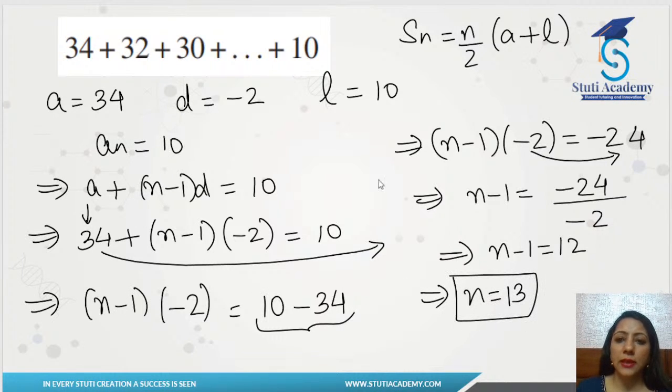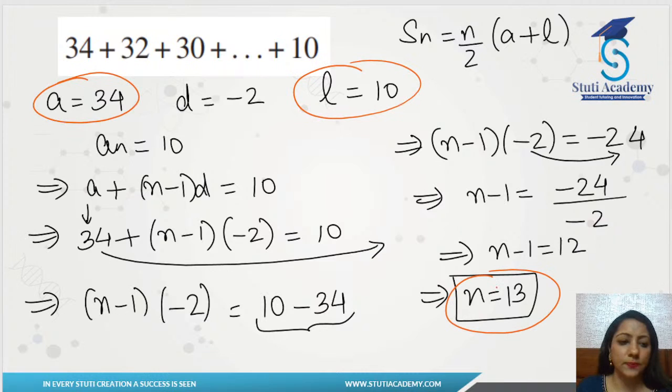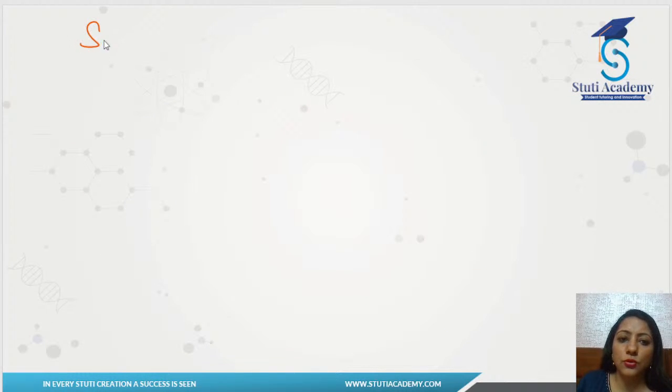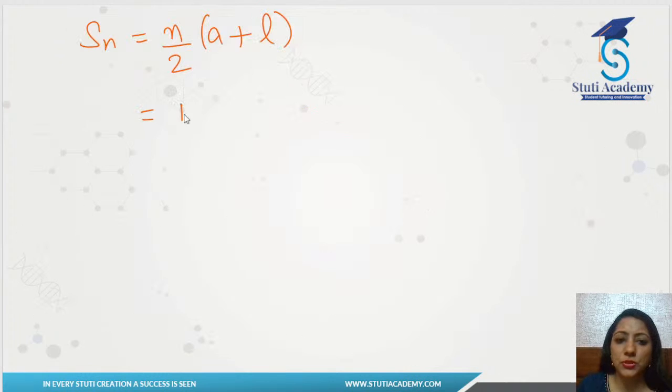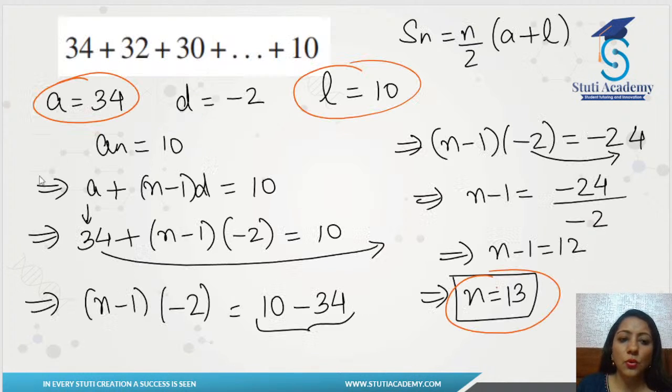Now n is 13 here. Now I know the value of a, I know l, I also know n, that is 13. So in the next step, we are going to use this formula: Sn is equal to n by 2 into a plus l. So n we know is 13. I'm going to put here 13 by 2. A we know is 34.